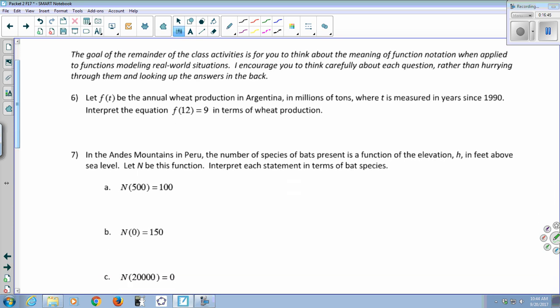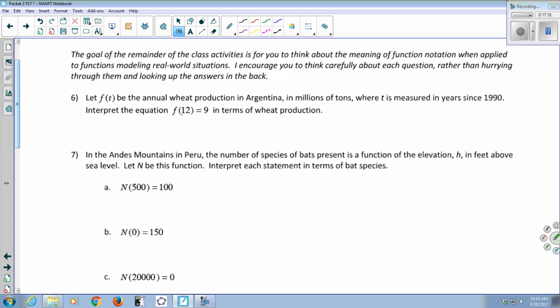All right, so the goal of the remainder of these activities is to think about the meaning of function notation when applied to functions modeling real-world situations. So if f of t represents the annual wheat production in Argentina in millions of tons, t is measured in years since 1990, interpret the equation f of 12 equals 9.